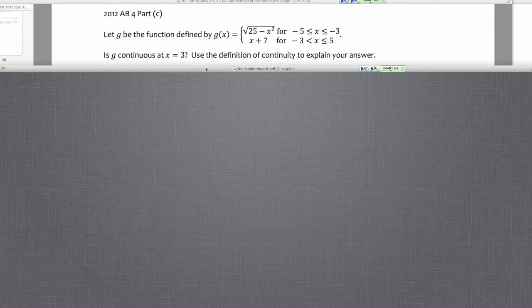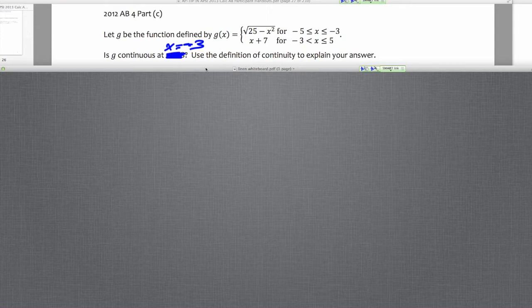So, if we look at this one right here, it says let g be the function defined by g of x equals that piecewise function. And this is an error. We figured it out today. This right here should be x equals negative 3 instead of 3, because it makes no sense for it to be 3.